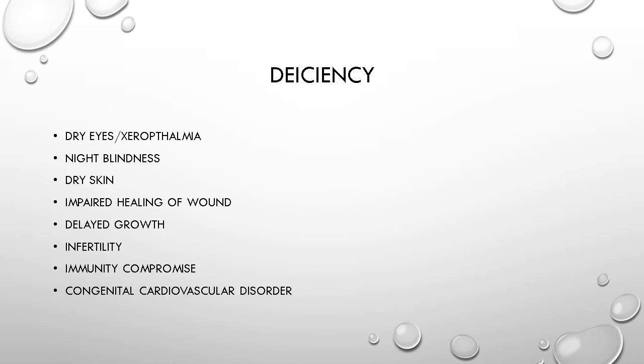Now let's talk about its deficiency. If you don't take vitamin A in the required amount, and your body is not getting that required amount, then there are various problems that the patient might face. The most common is dry eyes, or xerophthalmia. You will see his cornea becomes inflamed, because the cornea has an outer covering made of epithelium, which gets inflamed and destroyed.